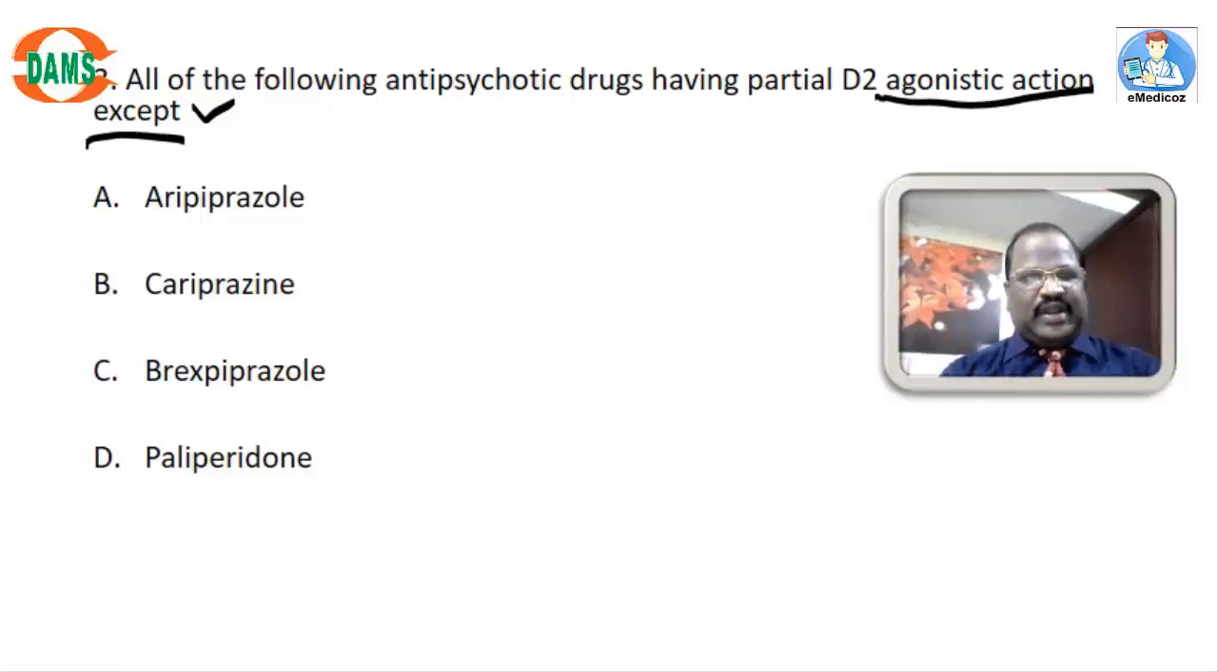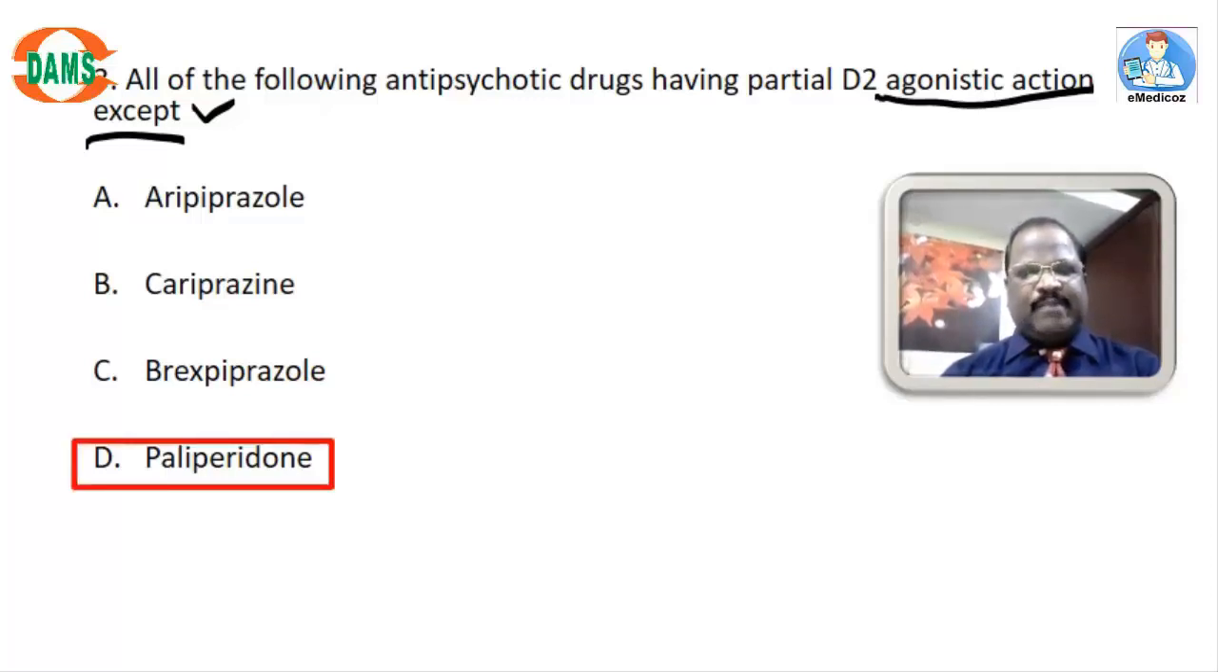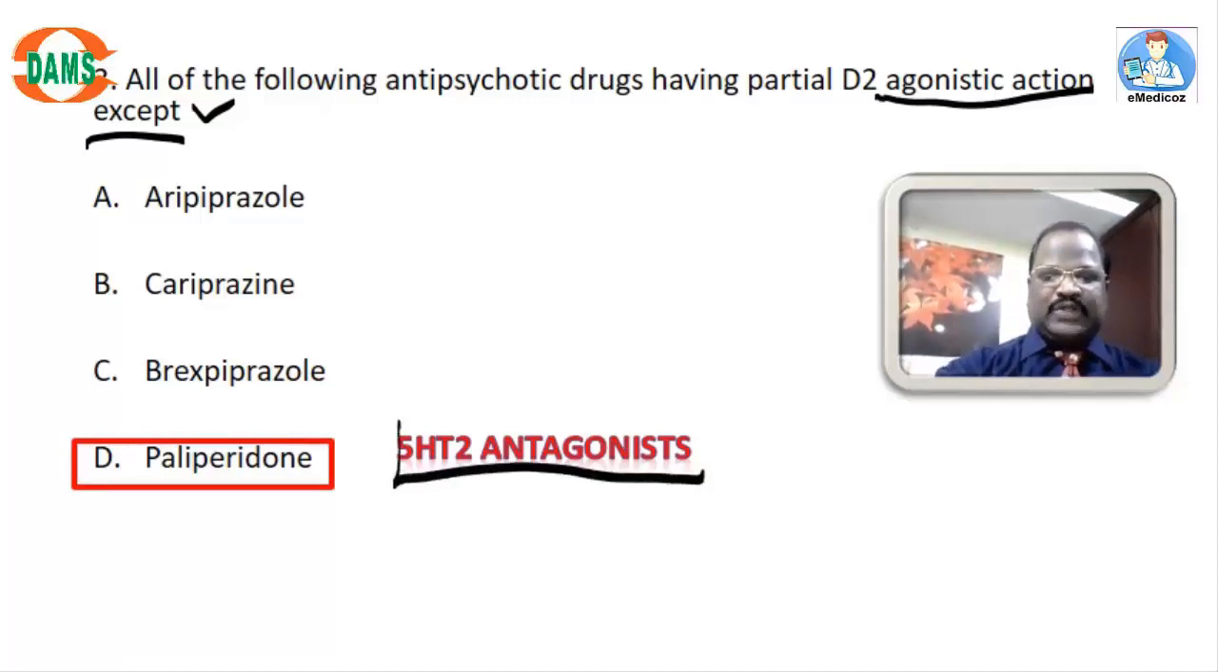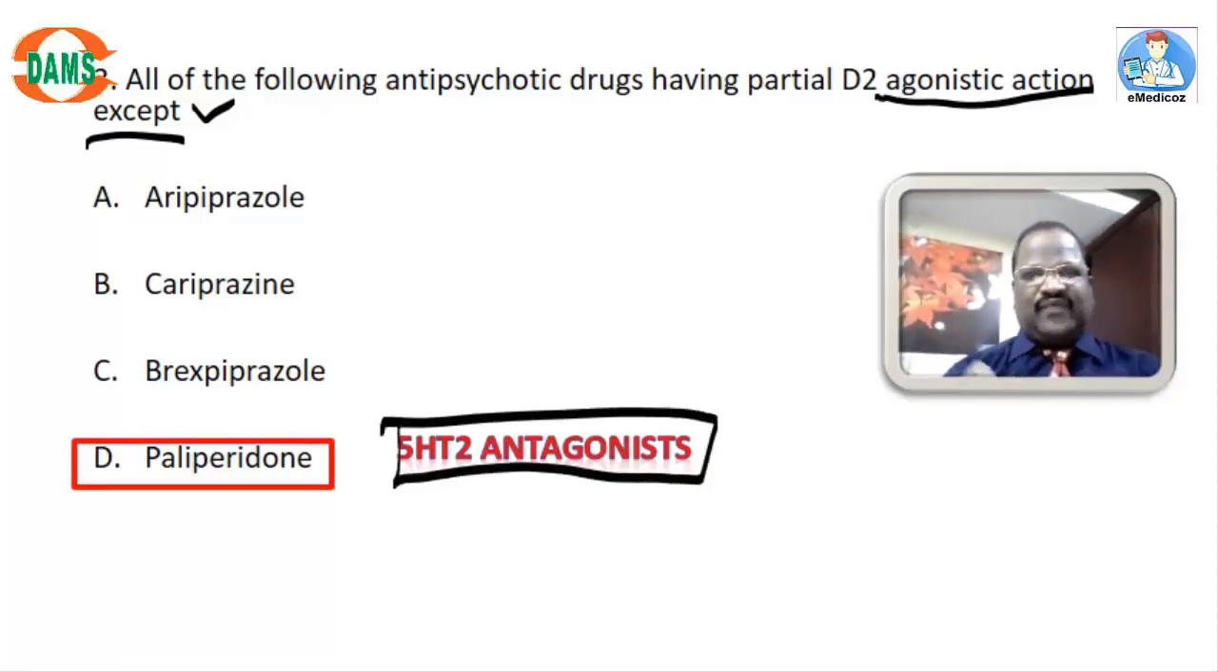Now, all of the following antipsychotic drugs have partial D2 agonistic action except. First of all, look at the options. All the options are atypical antipsychotics. First of all, you should know atypical antipsychotic means those antipsychotic drugs acting by blocking the 5-HT2 receptor. So, all are 5-HT2 antagonists. The answer for the question is option D, paliperidone.